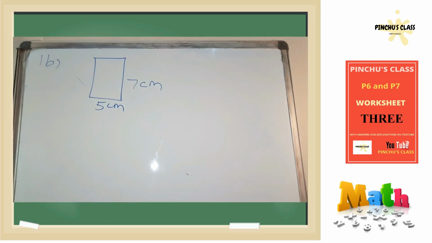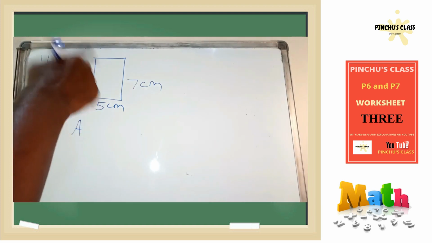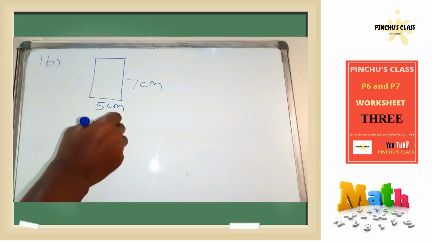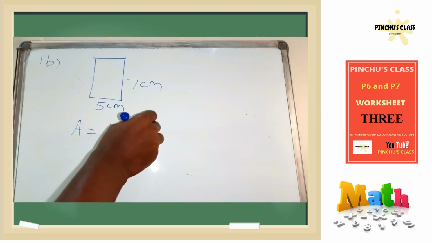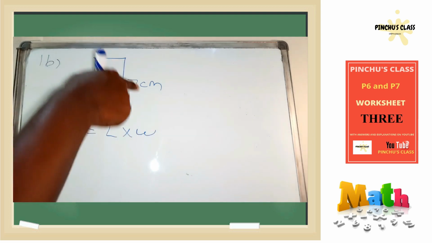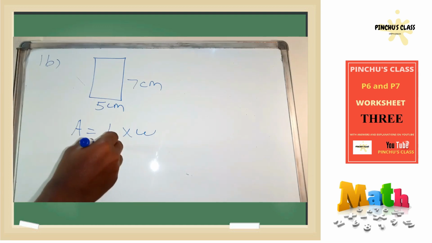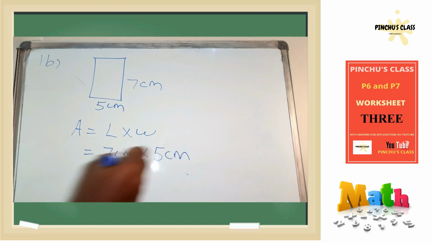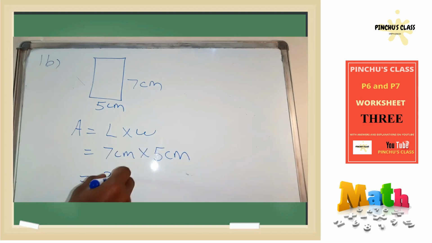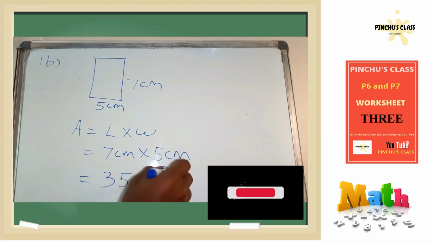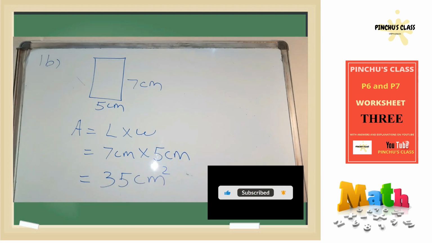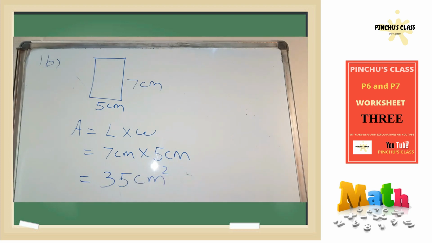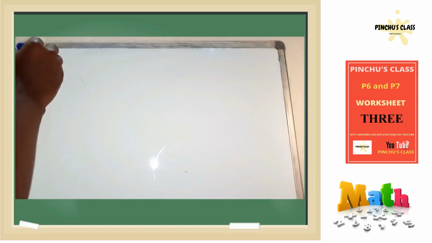That means we can now find the area. Now this is a rectangle. As you can see, area of a rectangle is equal to length times width. We're going to take this as our length and this as our width. So this is going to be 7 centimeters times 5 centimeters, and this gives us 35 square centimeters. So that's the answer for part B. Let's go to number 2.